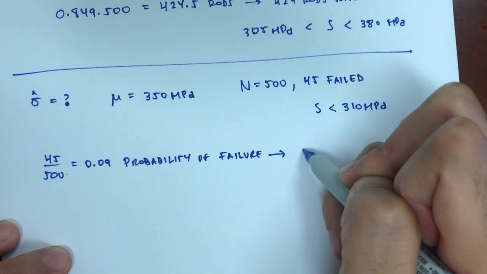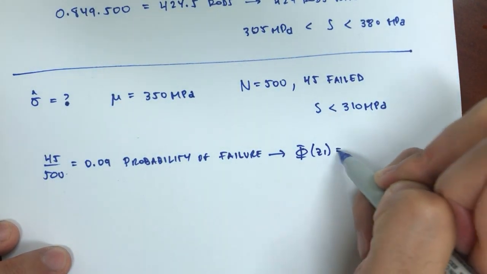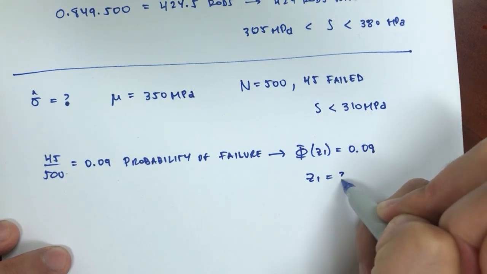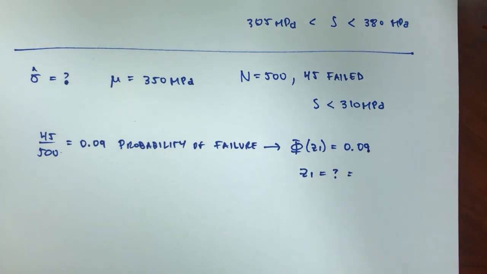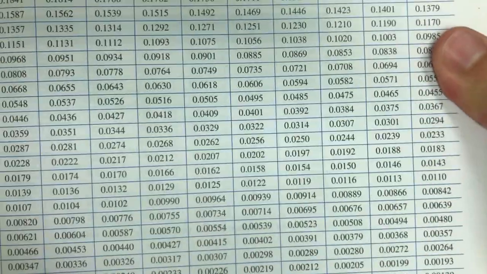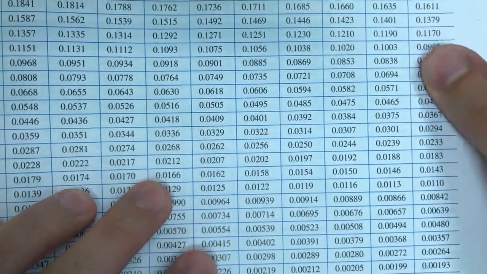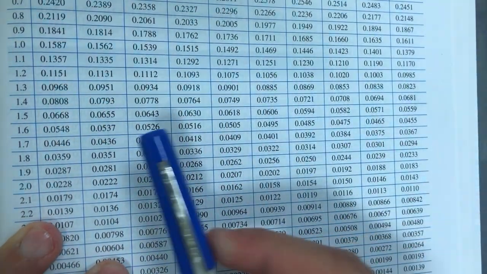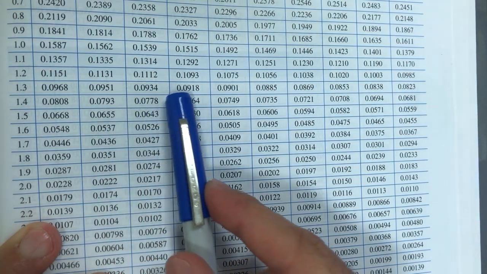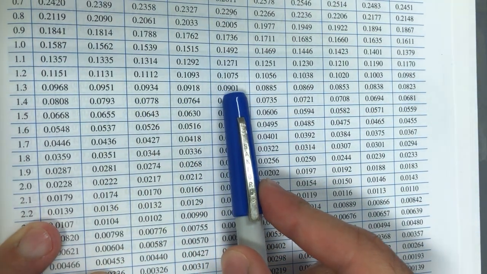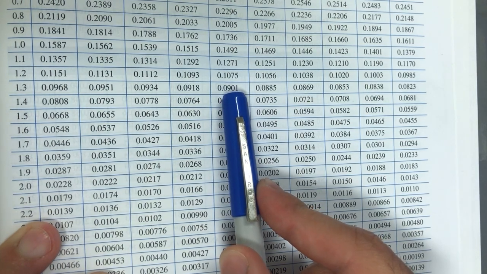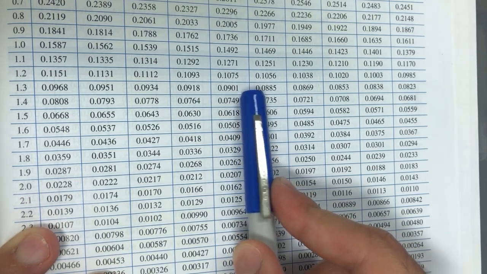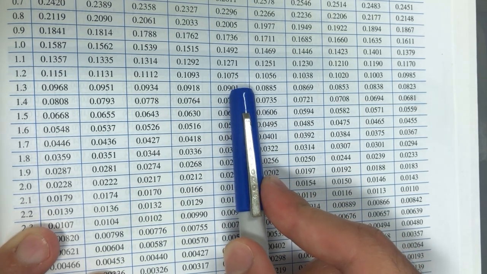That means that the probability of Z1 was 0.09. So what would my Z1 be? I go to the table and I look for the probability anywhere over here for something that is close to 0.09. So I see here 0.0951. If I keep going down, I find 0.0901. So that's pretty close to 0.09. If I go one more, I'm way below. If I want to be precise, I would just interpolate between these two, but this one's close enough.